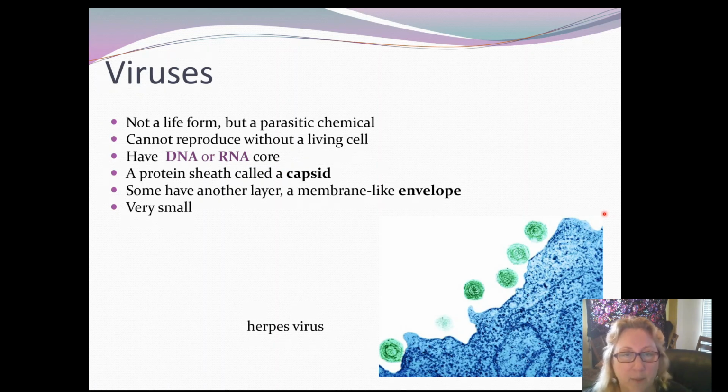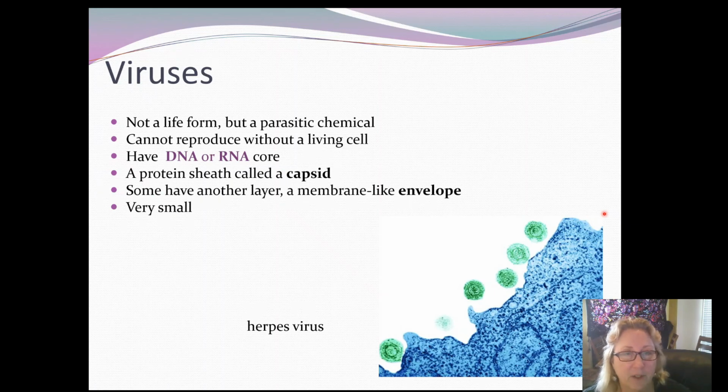They don't have any metabolic activity of their own. They can't make any proteins on their own. They don't synthesize anything on their own without being inside of a cell and using the cell's machinery to make its proteins. They do, however, have heredity.